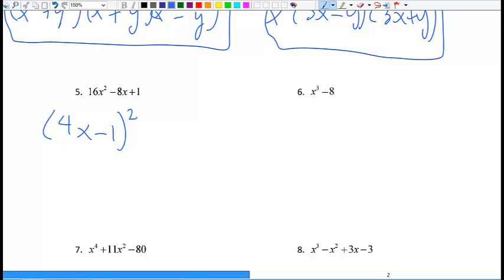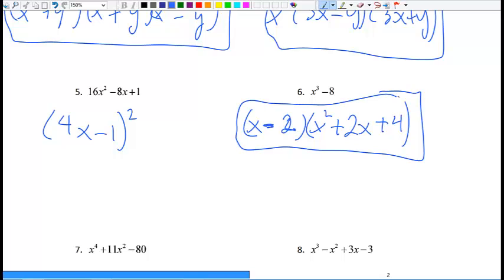Number 6 is an example of a difference of two cubes. That's SOAP factoring formula. So I need something that I cubed to get x cubed, which would be x, and something I cubed to get 8, which is 2. So it's x minus 2, and then it's x squared, opposite, so plus, then product 2 times x, so 2x, plus 2 squared, which is 4. And so that's that factoring pattern.